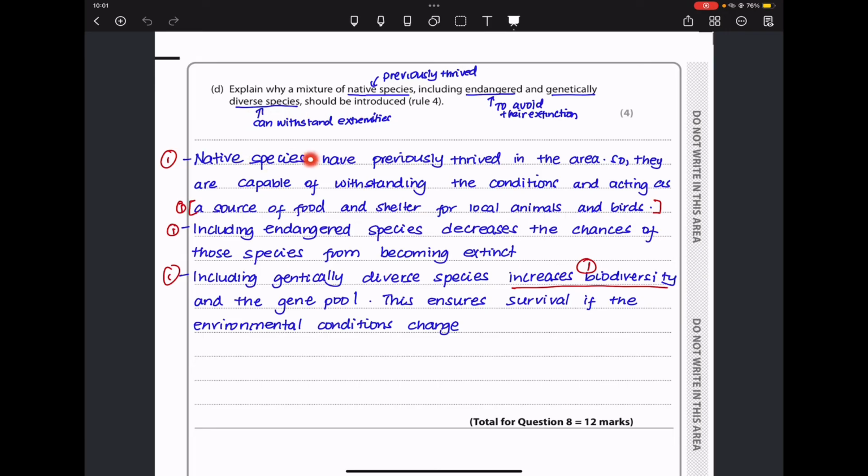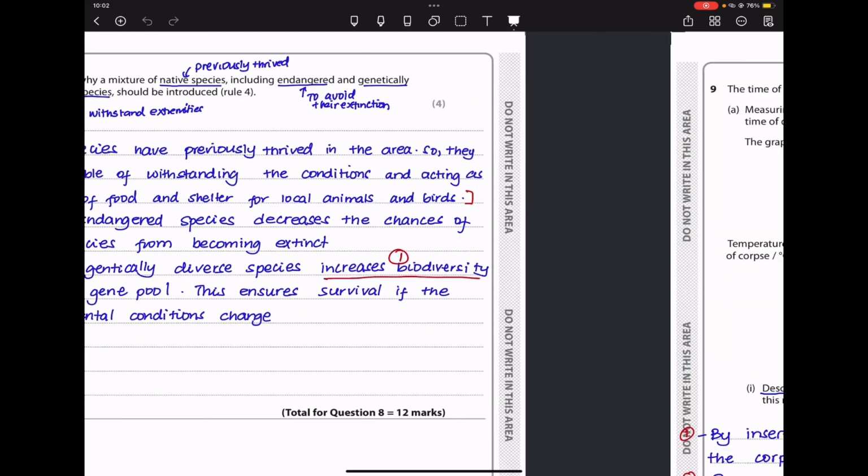So I said native species have previously thrived in the area, so they are capable of withstanding the conditions and acting as a source of food and shelter for local animals as well as birds. Including endangered species decreases the chances of those species becoming extinct. Including genetically diverse species increases biodiversity and the gene pool, and this ensures survival if the environmental conditions change. So this brings us to the end of question 8. Let's continue to question 9.